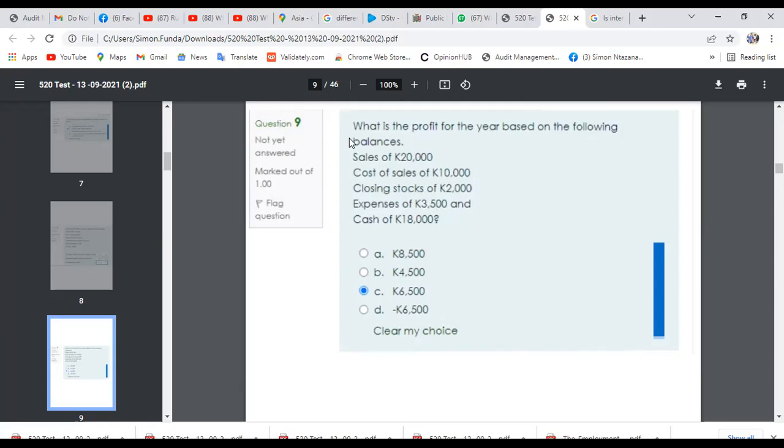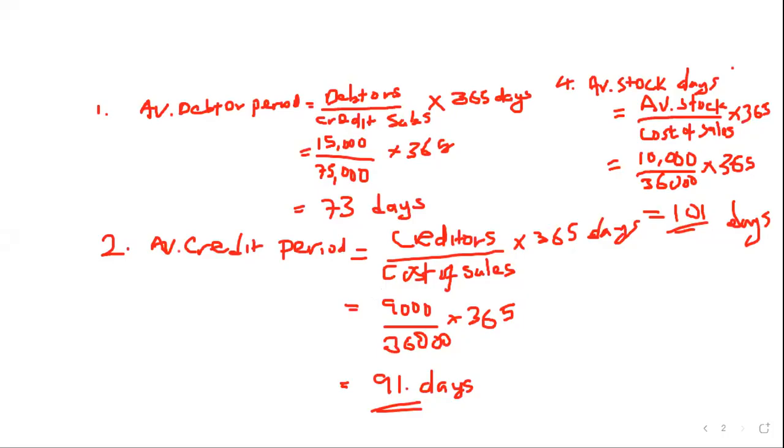So we can do it. It's not complicated. So do it in this manner. So profit.